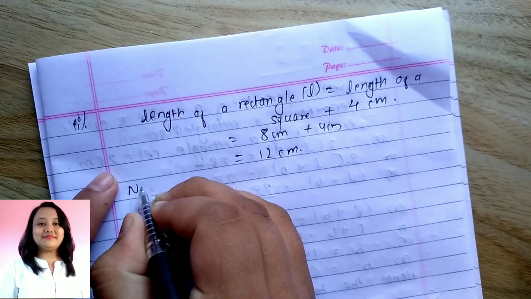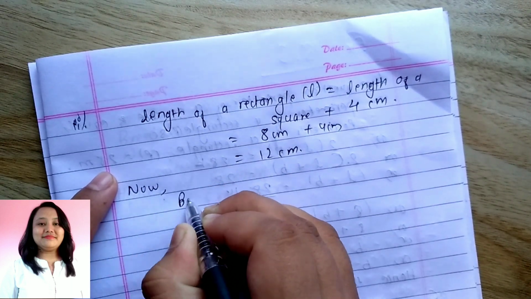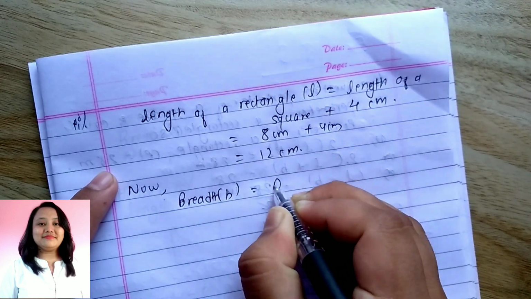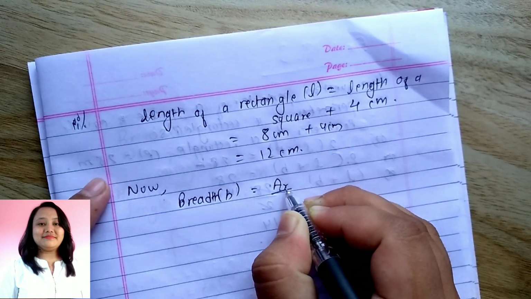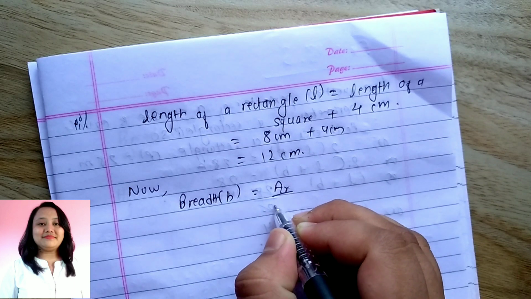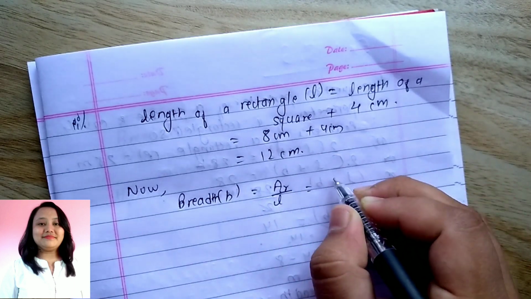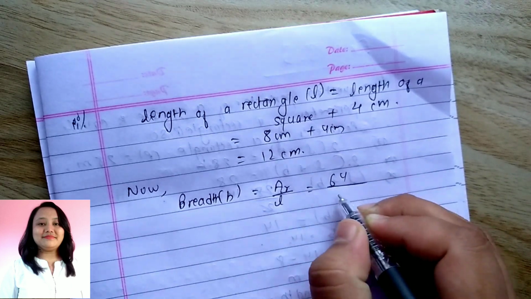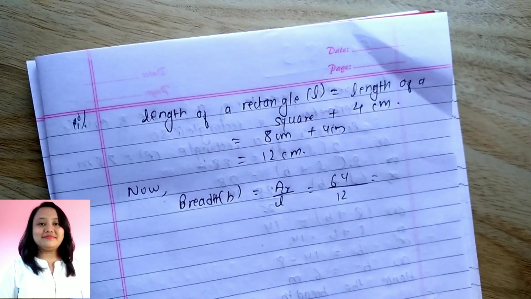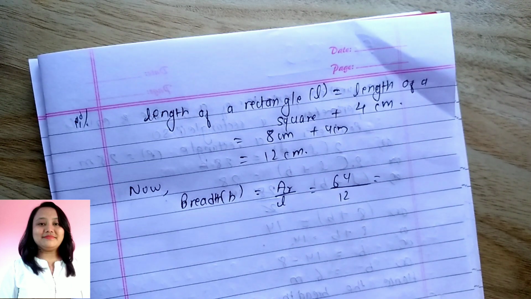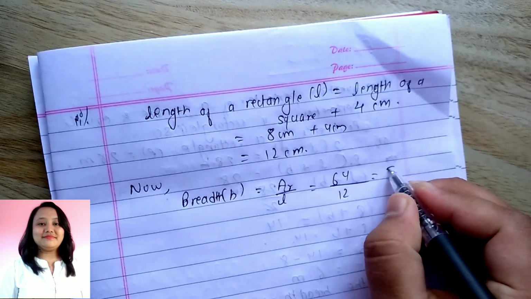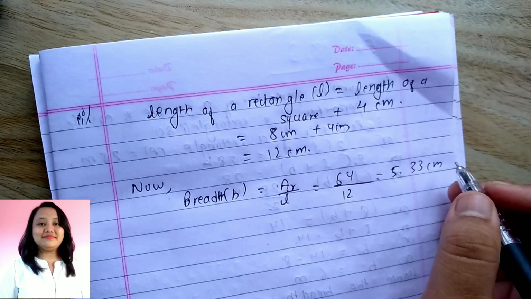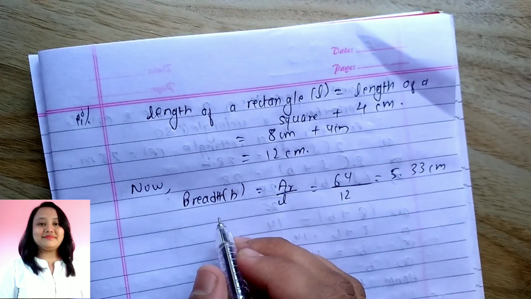Now breadth B equals to A by L, okay, because we have denoted area of a rectangle as A_R. So breadth equals area of a rectangle upon L. The area of a rectangle given is 64 and the length is 12. So the answer is 5.33 centimeter. Okay, so this one we got the value of breadth.